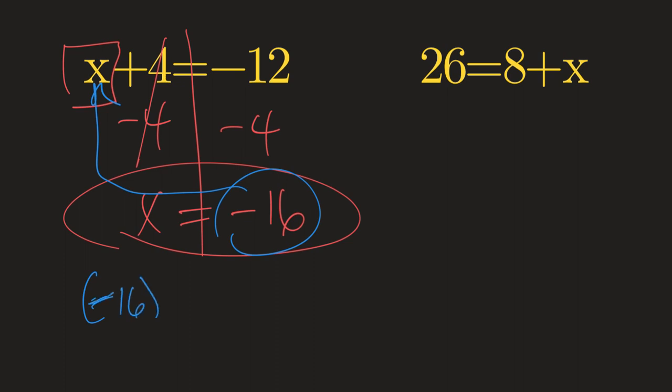and say, okay, is negative 16 plus 4 equal to negative 12? Does that make a true statement? Is negative 16 plus 4 negative 12? It is. Negative 12 equals negative 12. The left side does equal the right side. That answer does make a true statement here, okay?